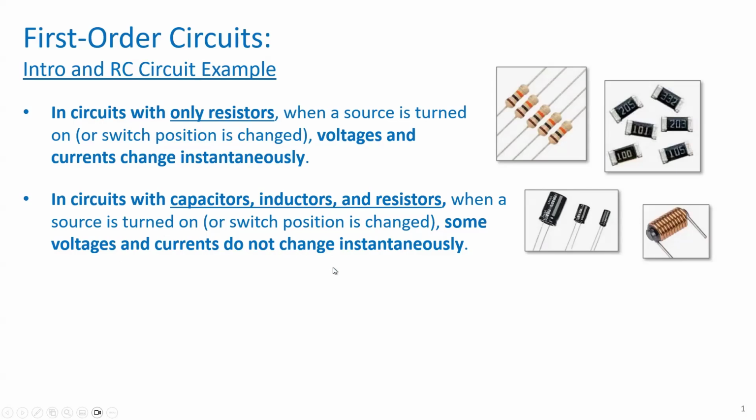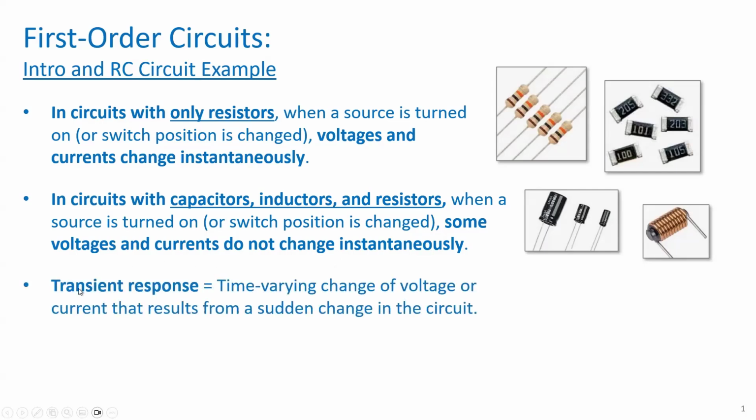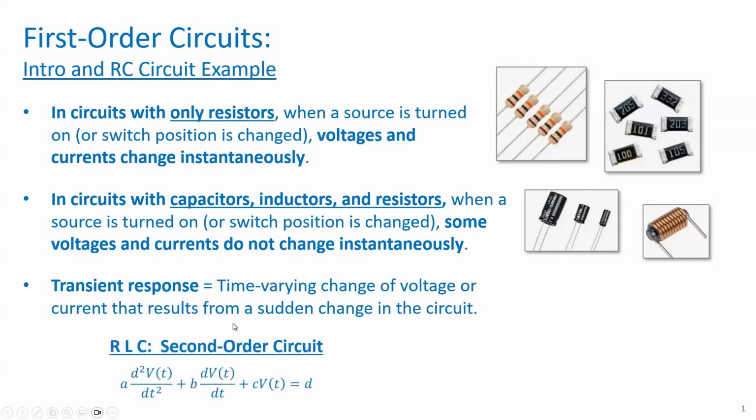And that interesting change, I call it, is called the transient response. The transient response is the time varying change of a voltage or a current that results from that sudden change in the circuit. So I may have some voltages and some currents in the circuit where I pull a resistor out, I turn a switch on, I turn a source on, I turn a source off, something like that. I get this transient response.